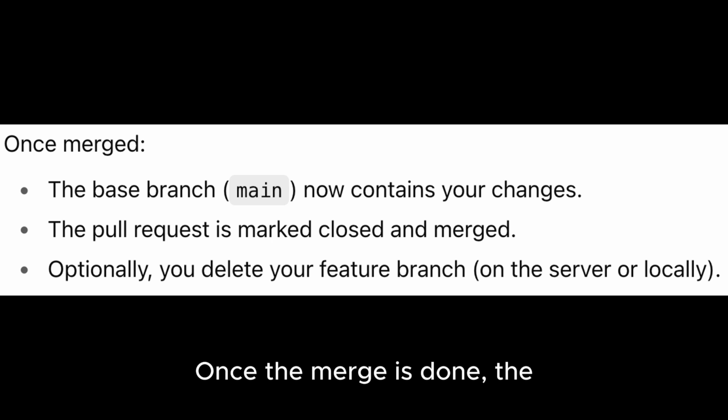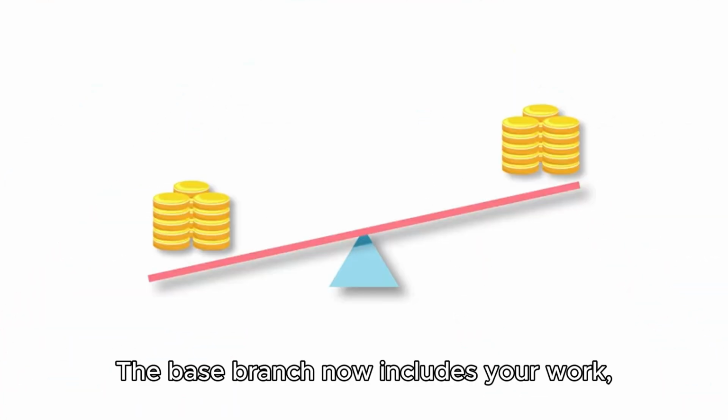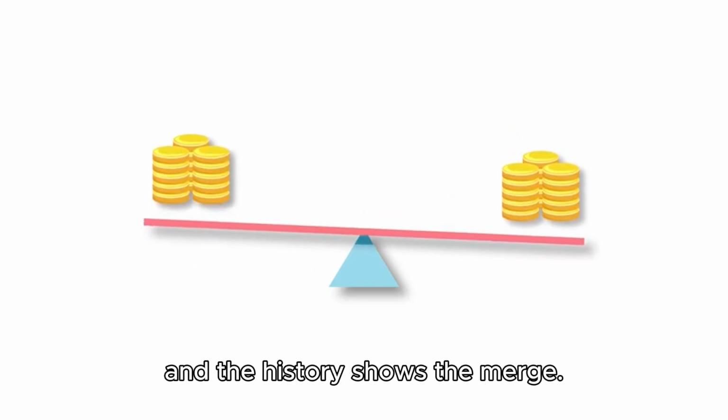Once the merge is done, the pull request is marked closed and merged, and you can delete your feature branch. The base branch now includes your work, and the history shows the merge.